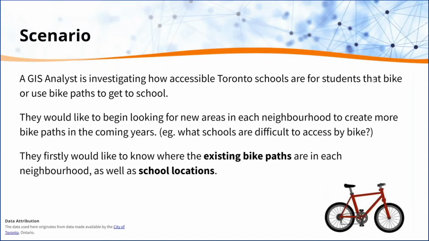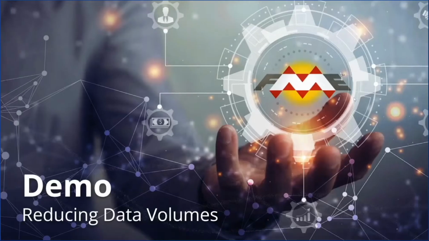A GIS analyst is investigating how accessible Toronto schools are for students that bike or use bike paths to get to school. They would like to begin looking for new areas in each neighborhood to create more bike paths in the coming years. But they would firstly like to know where existing bike paths are as well as school locations. And so we've made an example that will mimic this scenario.